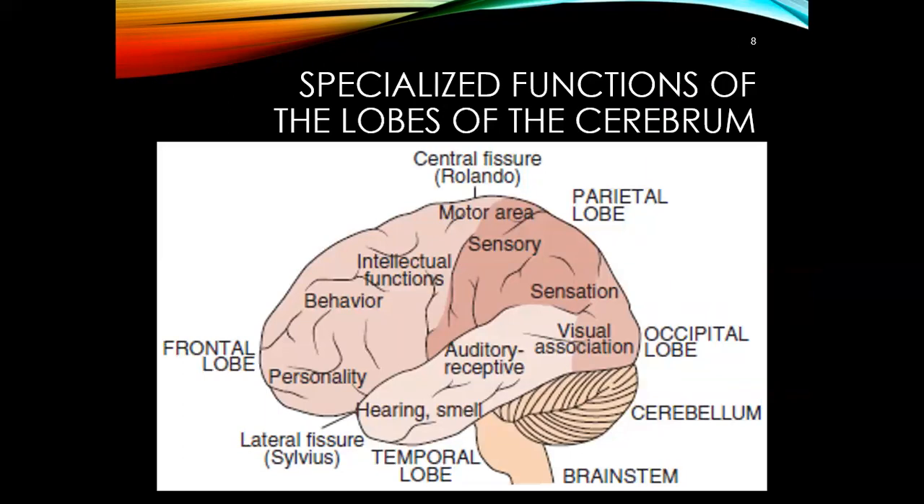Specialized functions of the lobes of the cerebrum. So the parietal lobe, what does the parietal lobe do? Sensory, sensation, some motor. The frontal lobe is going to be the personality and behavior, intellectual functions, and some motor. We know that the frontal lobe is less mature or formed in the young adult or the adolescent, which results in impulsive behaviors. The temporal lobe, we've got hearing and smell, auditory receptive, and the occipital lobe, we have some sensation and visual association.